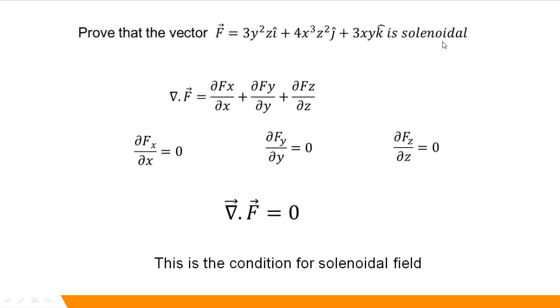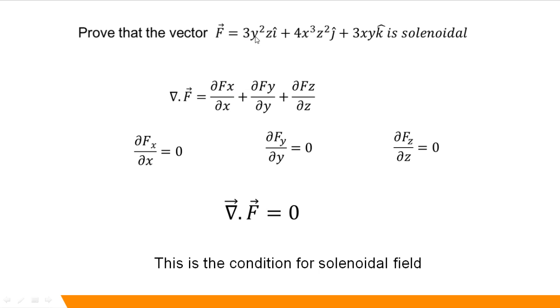If it is not 0, then it is non-solenoidal. In that case, if you get a positive answer, it is a source of the vector field, and if it is negative, it is a sink of the vector field. So this is the formula: divergence of F is ∂Fx/∂x plus ∂Fy/∂y plus ∂Fz/∂z.